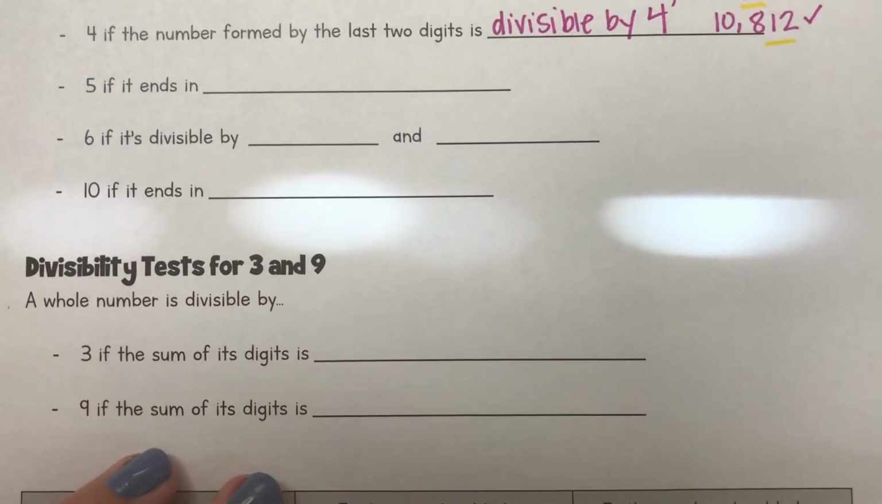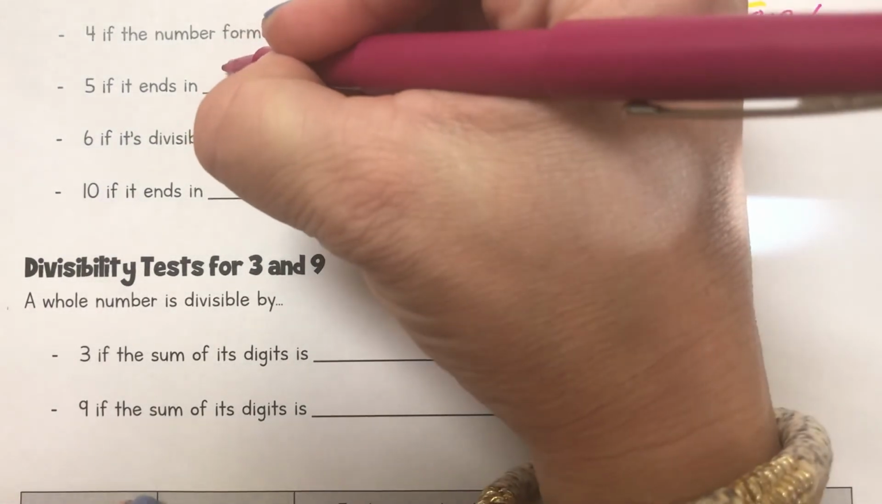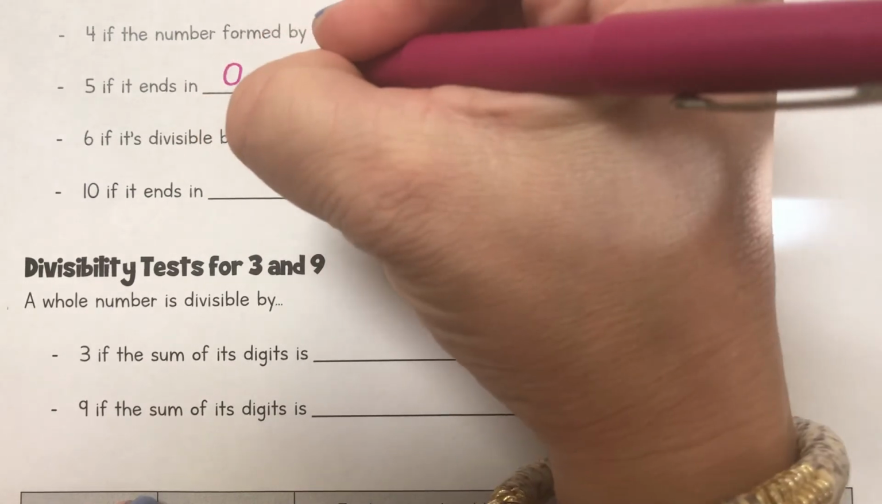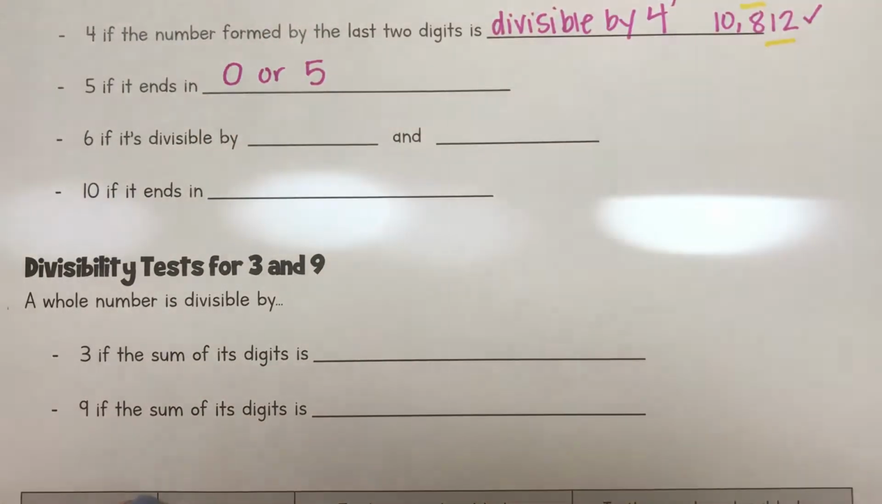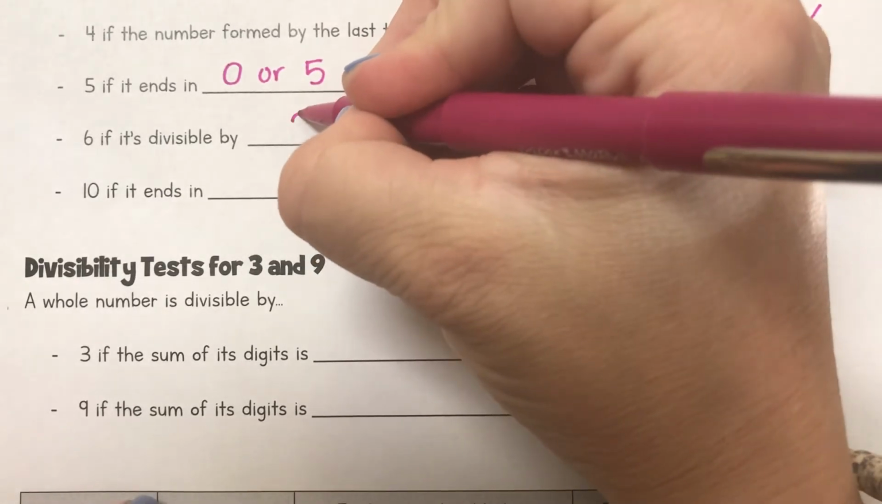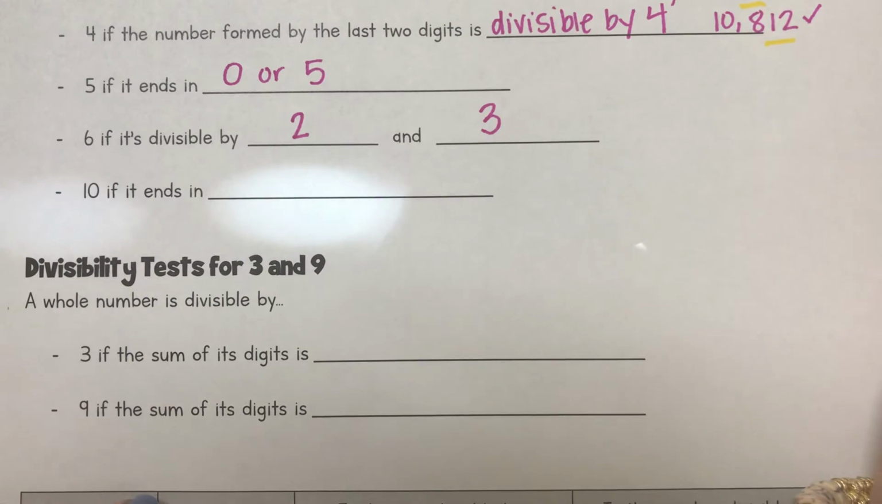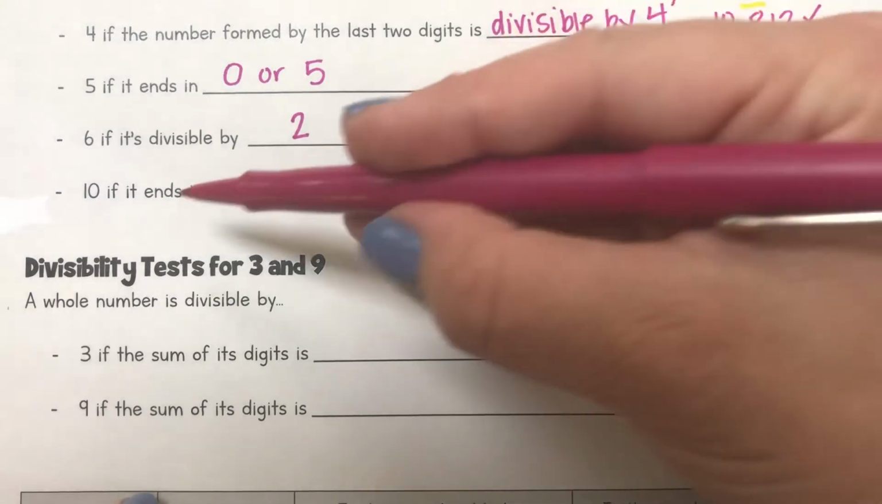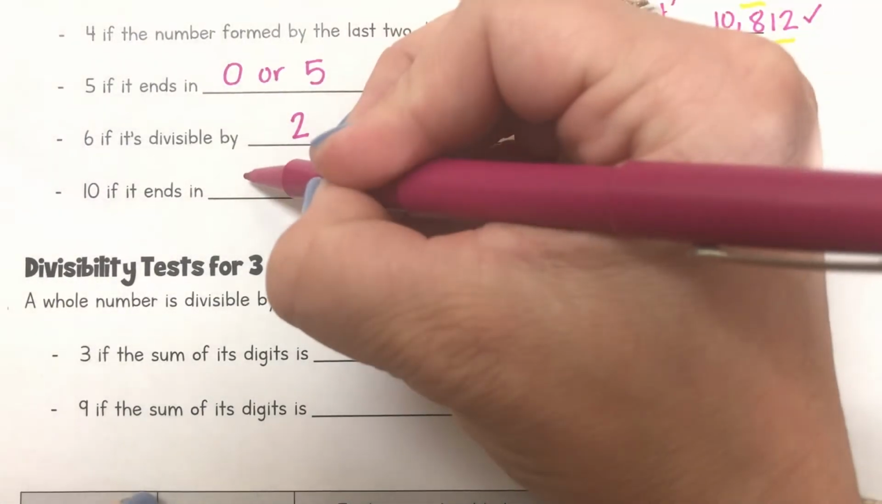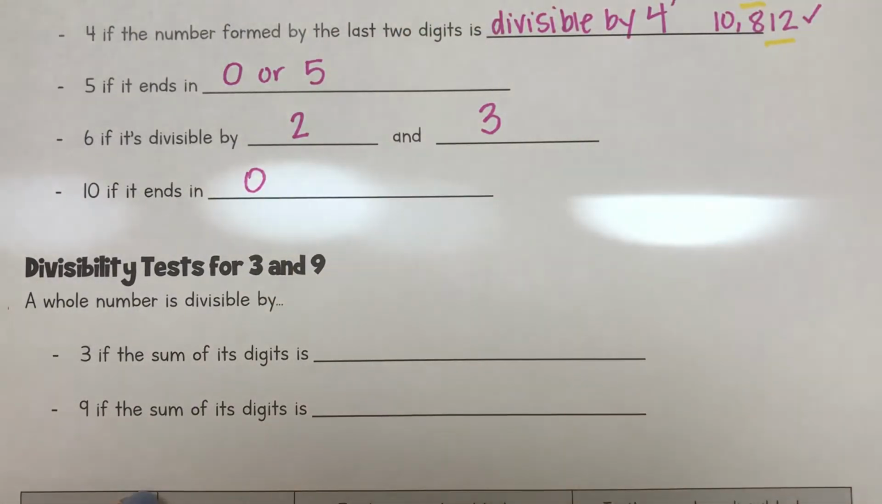You can tell if it is divisible by 5 if it ends in 0 or 5. That's an easy one. You can tell if it's divisible by 6 if it's divisible by 2 and 3. And we're going to get to the 3 rule in just a second. But if it is divisible by 2 and by 3, then it's divisible by 6. And then you can tell if it's divisible by 10 if it ends in a 0.